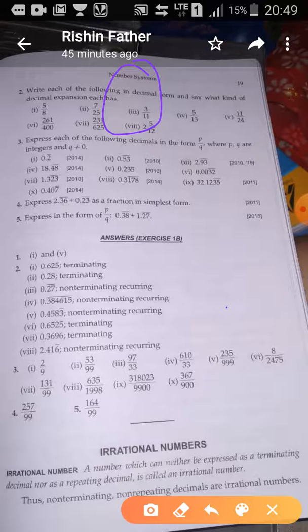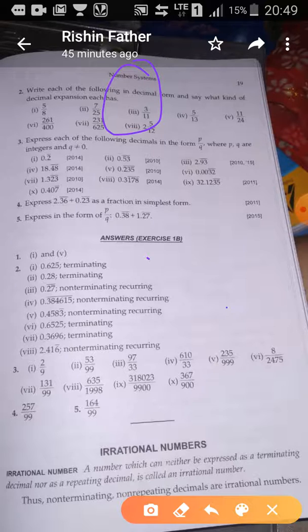Why am I asking you to do it mentally? I'll tell you later on, because anyway you're going to divide. But still you need to know mentally whether it is a terminating decimal or a non-terminating decimal before you start dividing. Understood? Why am I asking you to do it? That I'll tell you later.